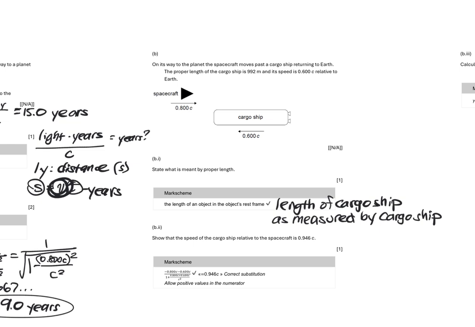So the people inside the cargo ship are at rest relative to the ship, so they would be measuring that 992 meters inside the cargo ship. But the spacecraft would see a different length of the cargo ship. Part B II says, show that the speed of the cargo ship relative to the spacecraft is 0.946 c.